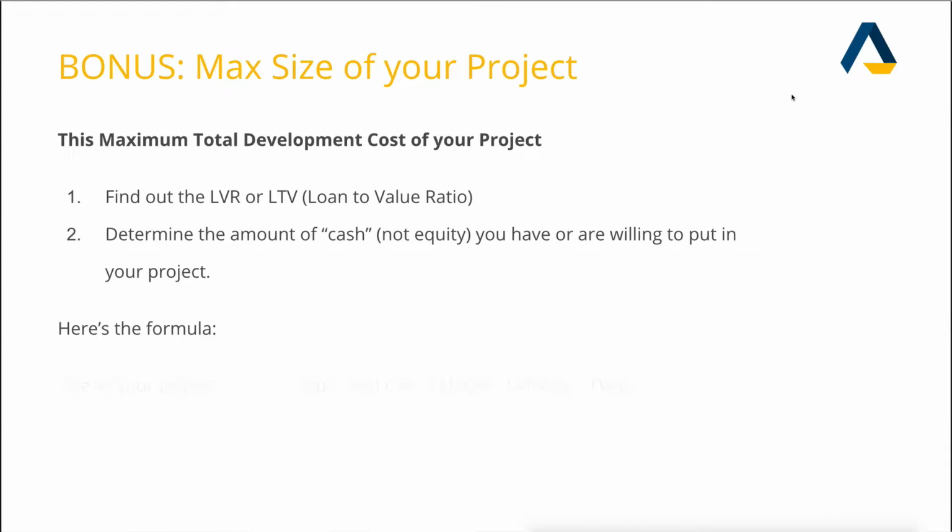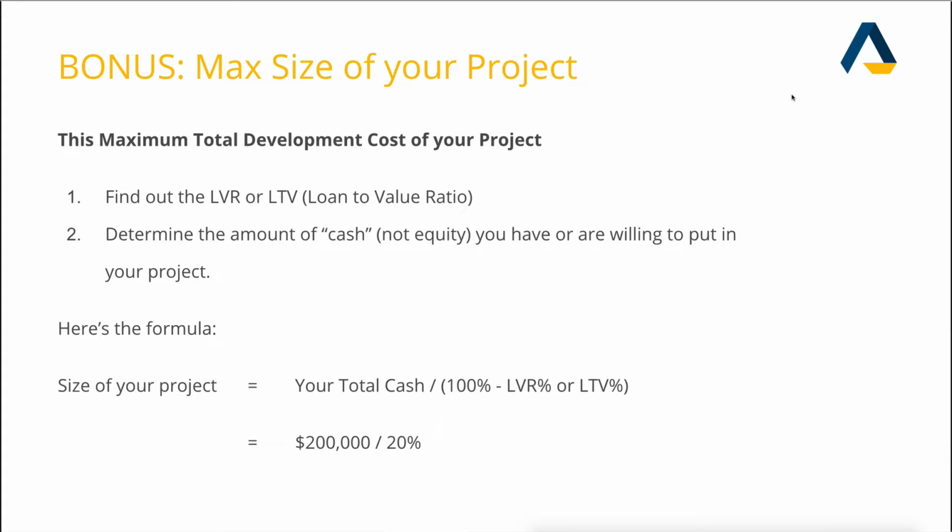So here's the formula. Size of your project is equal to your total cash divided by 100% minus the LVR or the LTV percentage that you've got available. Let's say you've got 200,000 in the bank and you're willing to allocate that 200,000 to say, look, I'm going to do my first development project. I'm going to do that with 200,000. So what is the maximum total development cost of your project that you can undertake?